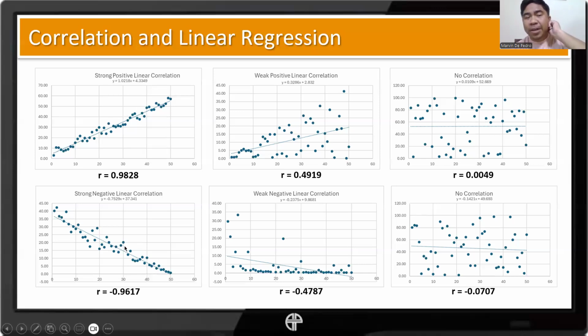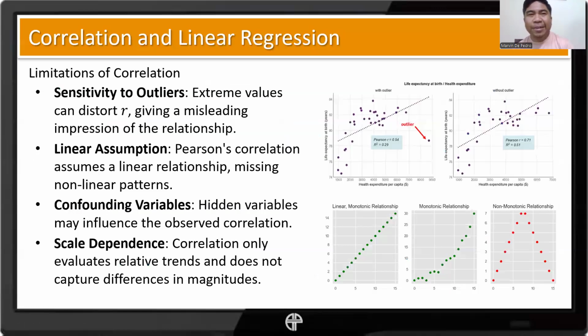This one is indirect, or inverse, or negative. So X goes up, Y goes down. This one, X goes up, Y also goes up. All right, so that is correlation. And I hope you've learned something.